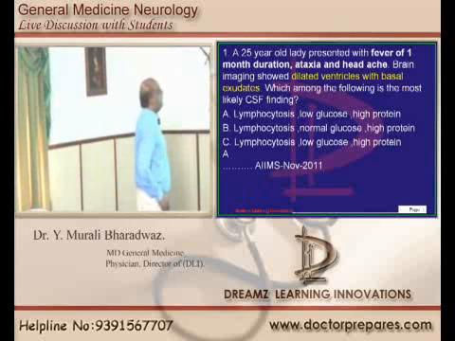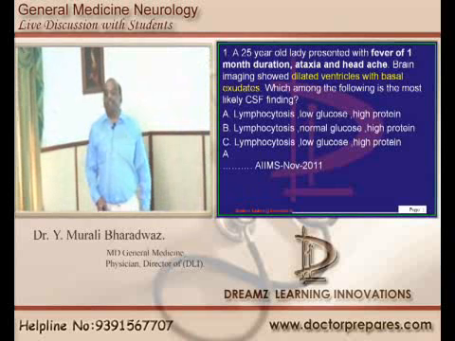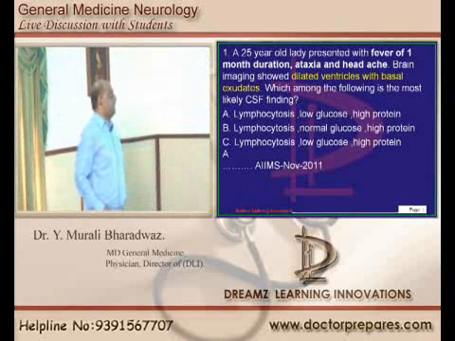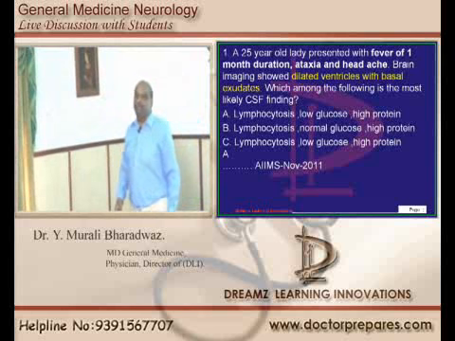A 25-year-old lady presented with fever of 1 month duration with ataxia and headache. And the brain imaging is showing dilated ventricles with basal exudates. What is the CSF finding?